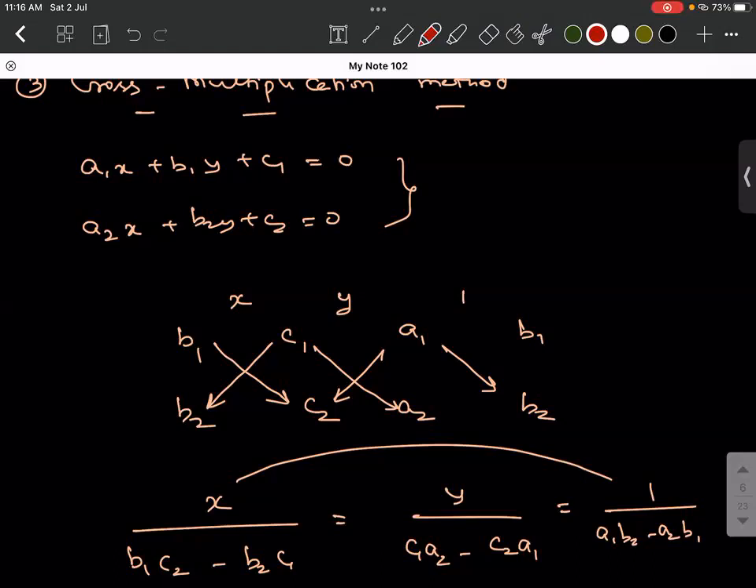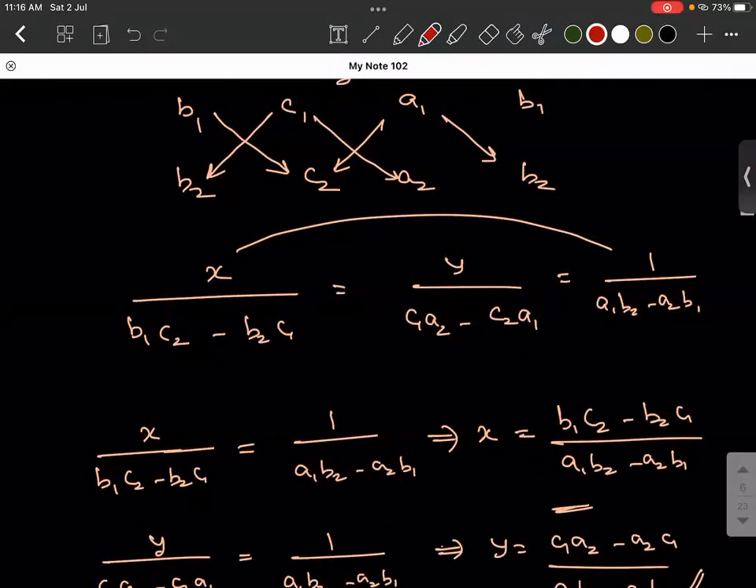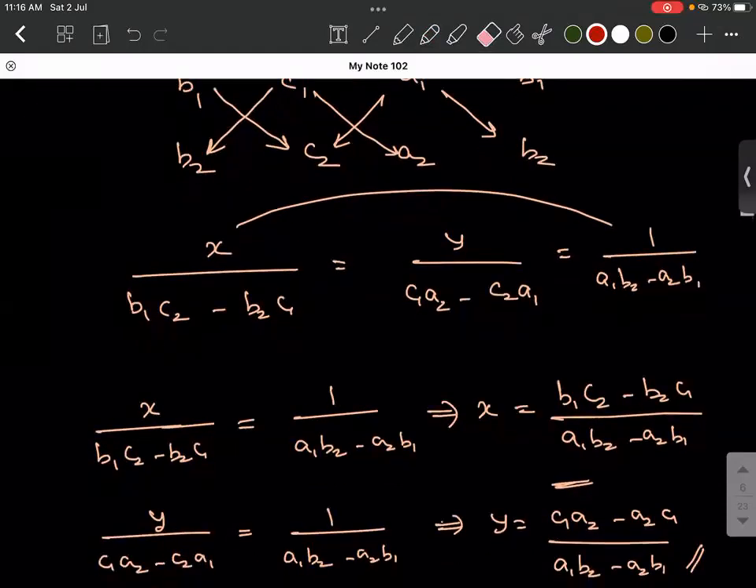1 divided by, that's it, a1 b2 minus a2 b1. Then what you need to do is equate the first term and the last term. Then you will get x is equal to b1 c2 minus b2 c1 by a1 b2 minus a2 b1. Similarly, y will be c1 a2 minus c2 a1 by a1 b2 minus a2 b1. Is that clear?